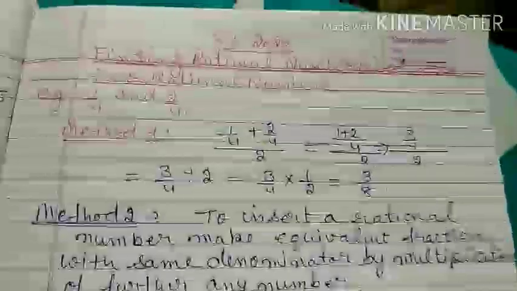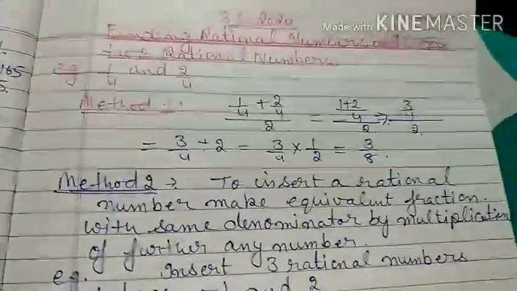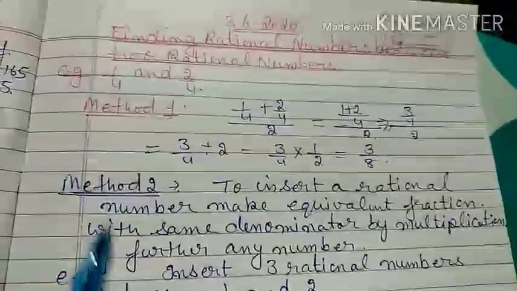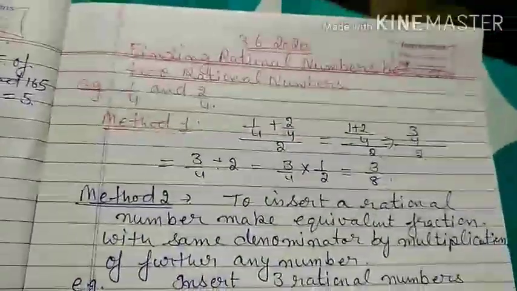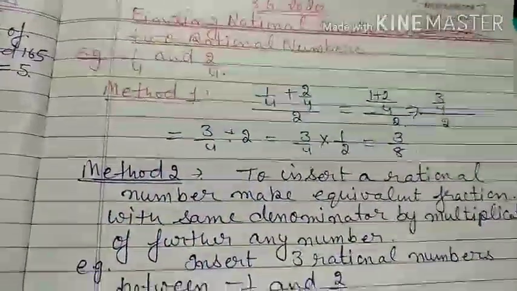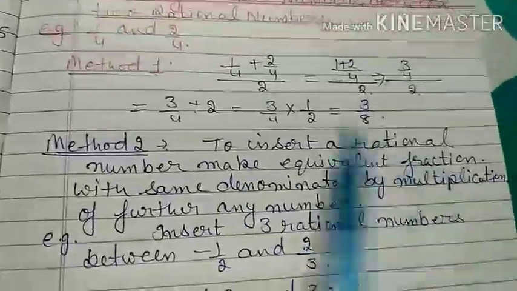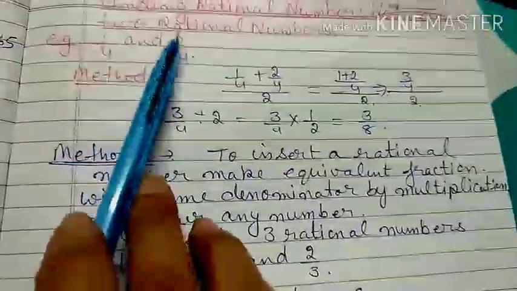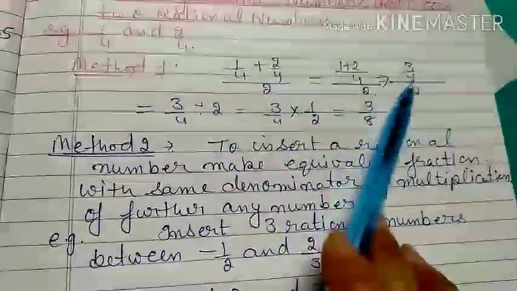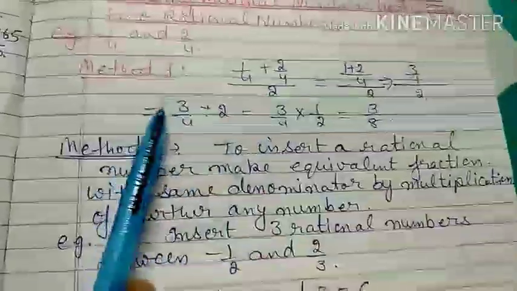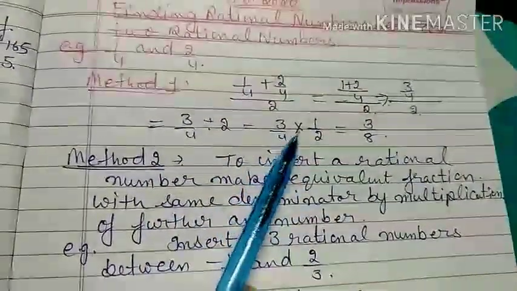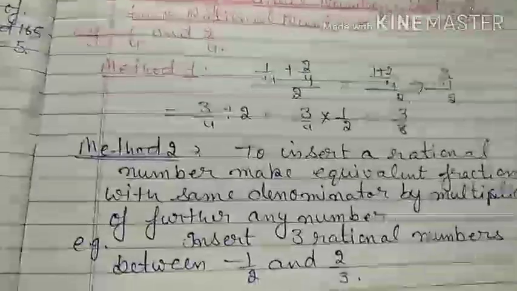Next is finding rational numbers between two rational numbers. If you are going to find rational numbers between two rational numbers, you have two methods. If there is a condition of only one rational number, you just add the two rational numbers and divide by 2, just like finding the average of the numbers. So if I have the numbers 1 by 4 and 2 by 4, if I add them in the numerator and divide by 2, that gives me 3 by 4 divided by 2. When divide changes into multiply, that gives you 3 by 4 into 1 by 2, and my answer is 3 by 8.